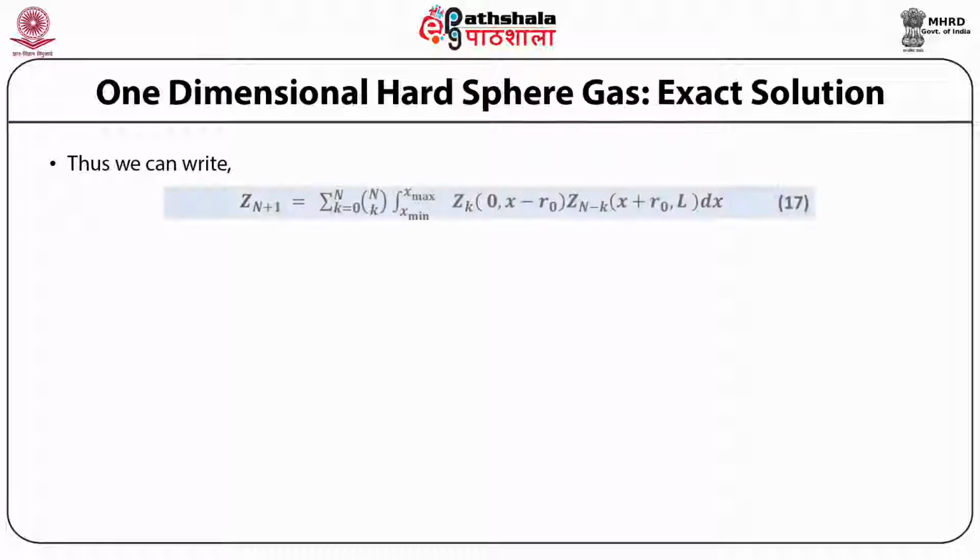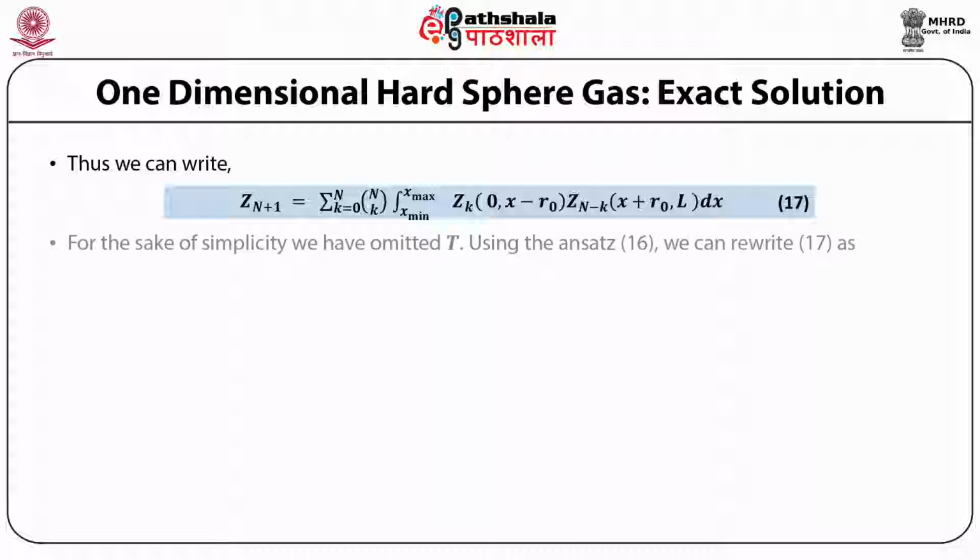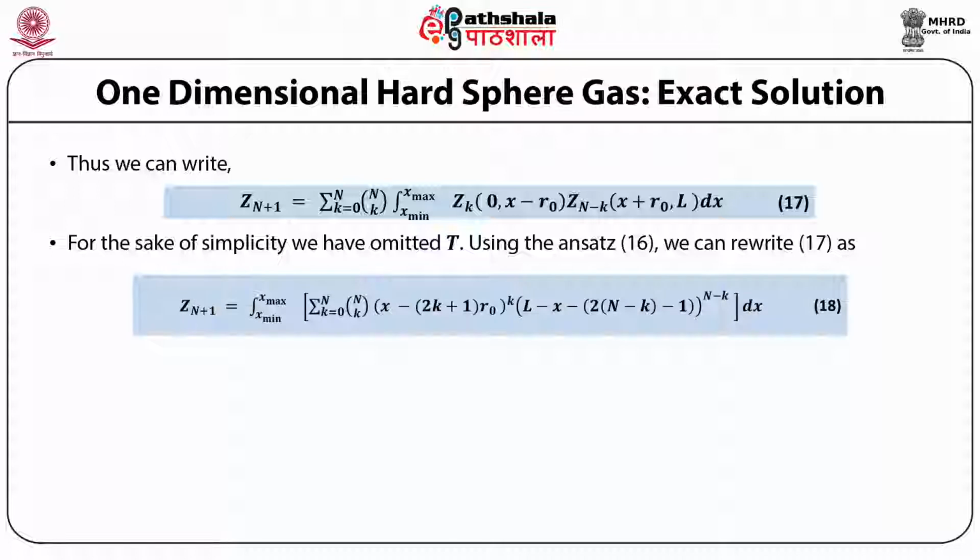Thus, we can write Zn plus 1 is equal to summation over k is equal to 0 to n binomial coefficient nk integral from x minimum to x maximum zk as a function of 0 to x minus r naught multiplied by zn minus k as a function of x plus r naught comma l. For the sake of simplicity, we have omitted T. Using the ansatz 16, we can rewrite 17 as Zn plus 1 is equal to integral from x minimum to x maximum multiplied by summation over k is equal to 0 to n, n combination k, x minus 2k plus 1 r naught raised to power k multiplied by l minus x minus 2 n minus k minus 1 whole raised to power n minus k dx.